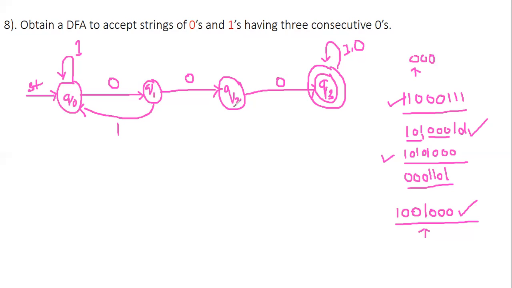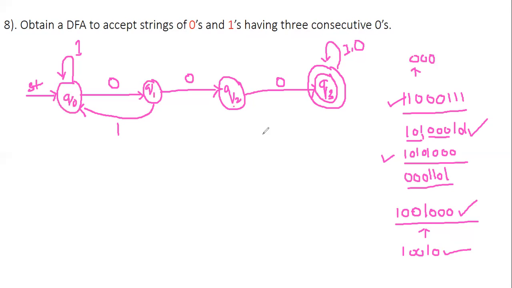See, if I provide a self loop, then obviously this will become wrong. Because if you are getting 1001, then 10010, it will be accepted by this particular DFA, right? 10010 exactly. That should not happen.